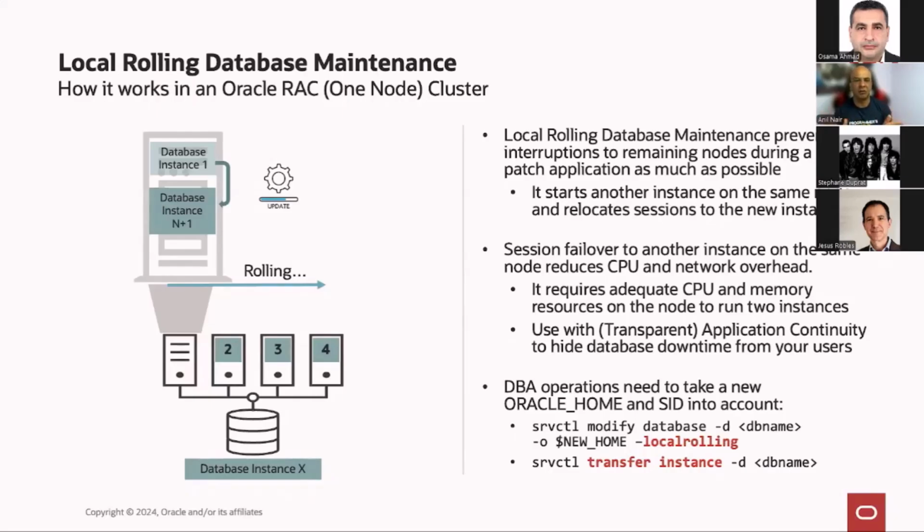So let's say you have this feature, you temporarily increase the number of cores and memory, and within a RAC instance, you actually start another RAC instance on the same node. You move your sessions and then you stop the old one and you're done. The commands are very simple. You basically deploy a new gold image and you say srvctl modify database -d, this is my new home, and you pass -localrolling.